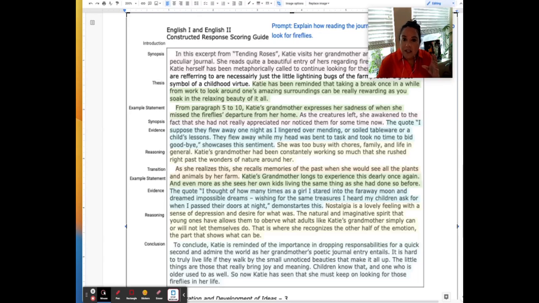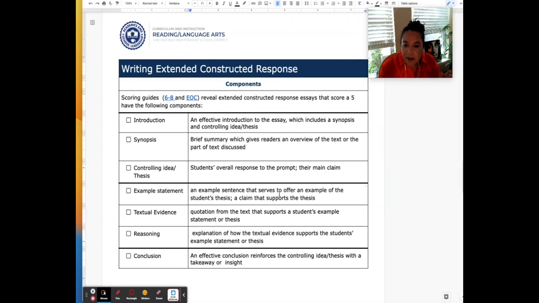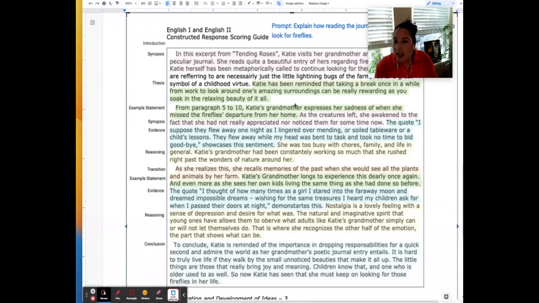And so just to give us context, when we're talking about example statements, we're saying that example statements serve to offer an example of the student's thesis. They're a claim that supports the thesis. So if this student writer is saying Katie has been reminded that taking a break once in a while is important and it's good, then this is one example of how reading her grandmother's journal supports that reaction.